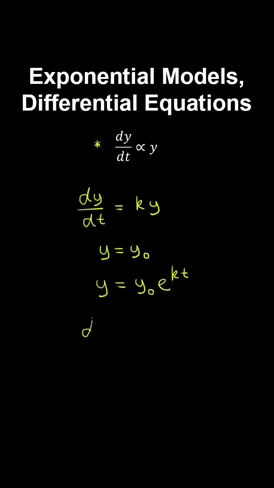Now the model for exponential decay is similar, which can be written as follows, and applying the initial condition in a similar way. So in this case, the quantity y is decaying at an exponential rate k.